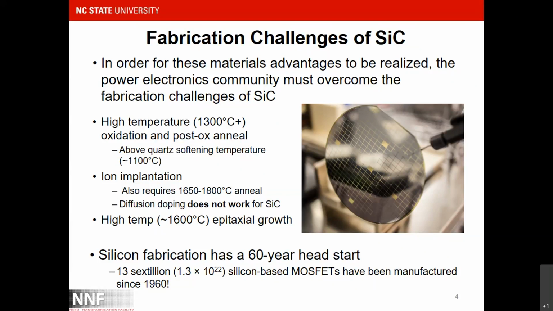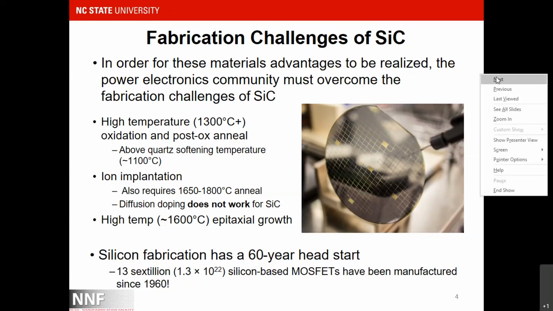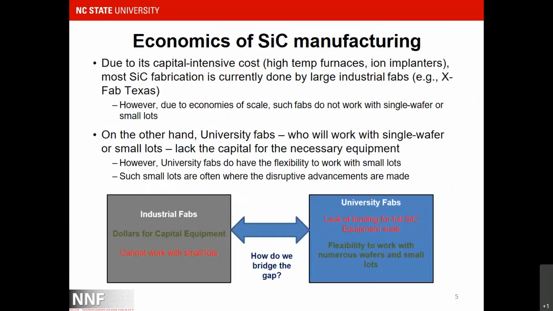You also have the problem of being behind the curve, so to speak, in silicon carbide. We've been fabricating silicon for 50, 60, 70 years now. I have a number here in this slide: 13 sextillion silicon-based MOSFET devices have been manufactured. So if we want to catch up silicon carbide to silicon processing, we have a long way to go. So how are we going to do this, not even from a scientific point of view, but from a practical marketing and economic point of view?